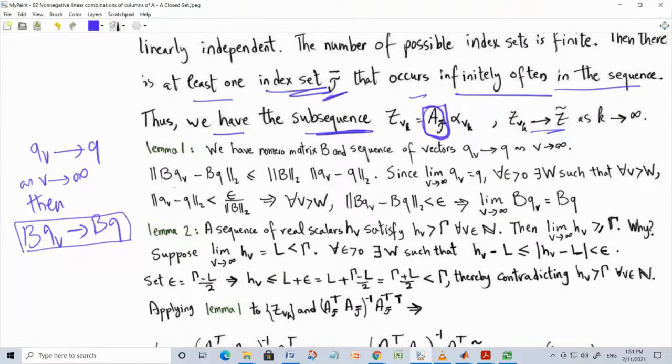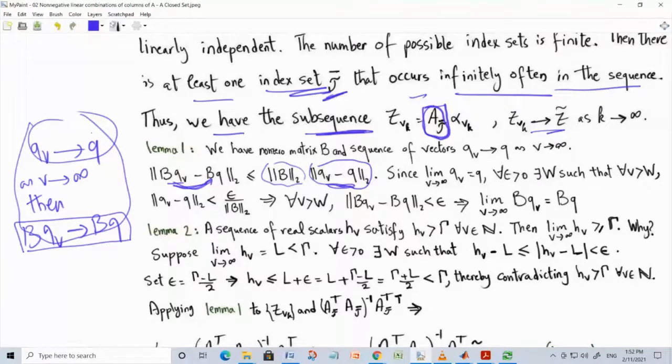And the reason is that basically this difference between BQV and BQ can be upper bounded using basically the properties here of the induced L2 norm of vectors and matrices, that basically this L2 norm is upper bounded by the L2 norm of the matrix, which is some non-negative number, and the L2 norm of this difference between the vectors. And this thing can be made arbitrarily small because we have this limit statement. So basically the difference between BQV and BQ can be made arbitrarily small. Okay, so that's the first thing.